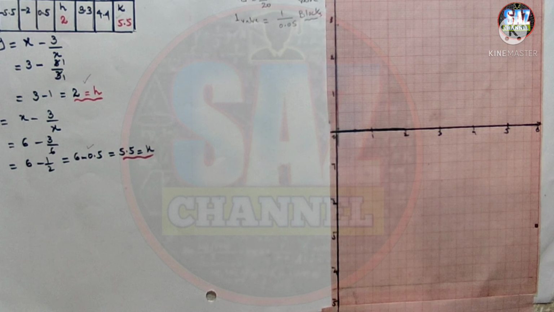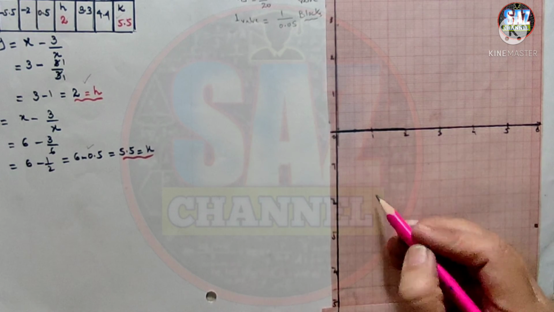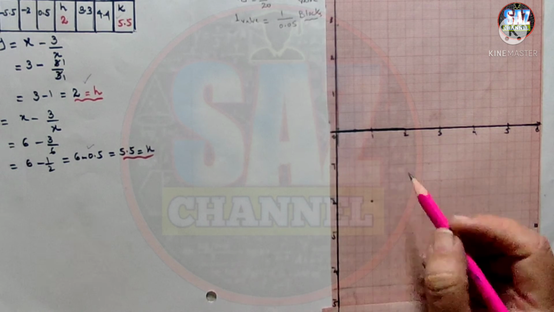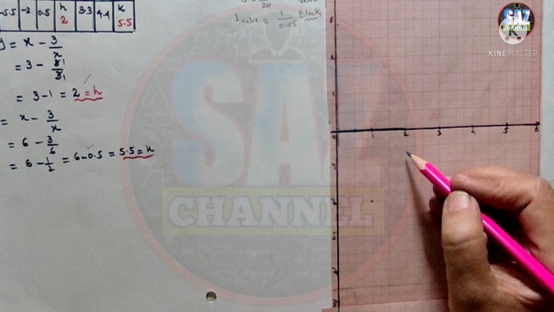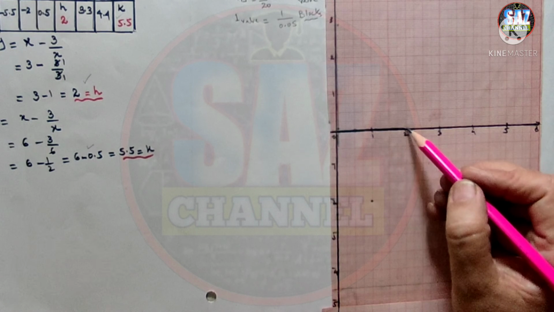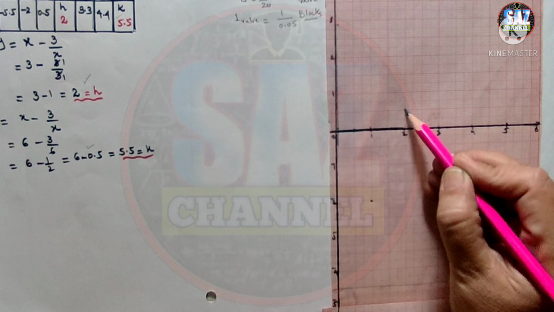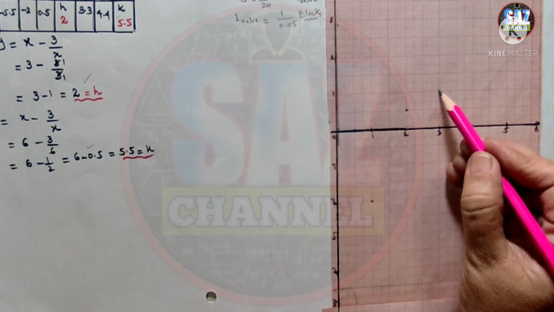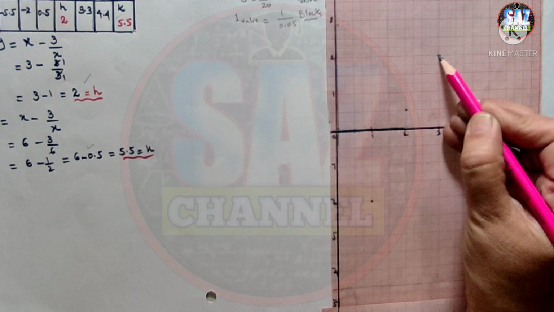5.5. Now, for 1 it's minus 2, so I have to mark the point at this place. For 2 this is 0.5. I have to reach at 2, and then I have to mark the point in front of 0.5. For 3 it's 2, so the point will be coming at this place.